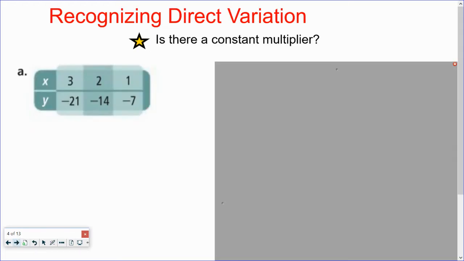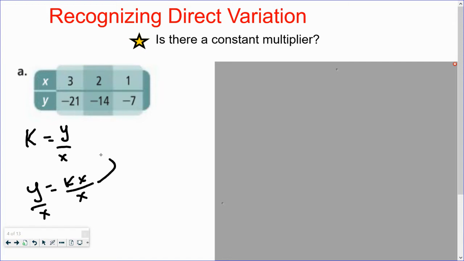So when I have something like this and I want to recognize, is this direct variation? The easiest way from a table of values is to go through and see that k is equal to y divided by x. So in the equation y is equal to kx, if I want to find out if something is direct variation, I'm going to solve this equation for k, and end up with k equals y over x. In this case, if I take the y value and divide it by x, negative 14 divided by 2 is negative 7. Negative 7 divided by 1 is negative 7. This is direct variation. The constant of variation is negative 7.